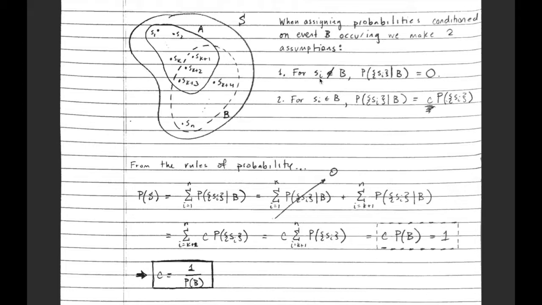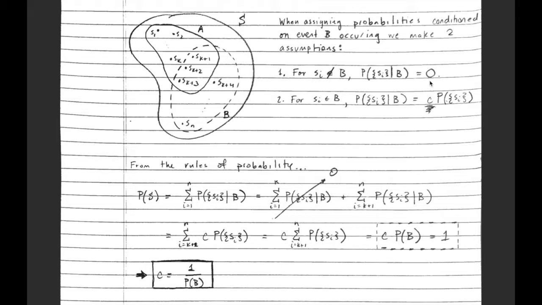First, for any sample point not in B, so not an element of the set, every sample point that's not an element of B, I'm going to assign a conditional probability for the simple event containing that sample point. Right? This is the curly braces, a single sample point. This is a simple event, but it's conditioned on B. I'm going to define that conditional probability to be 0.